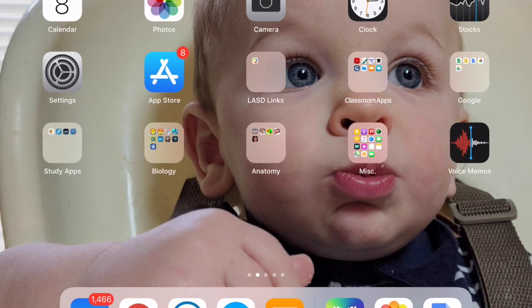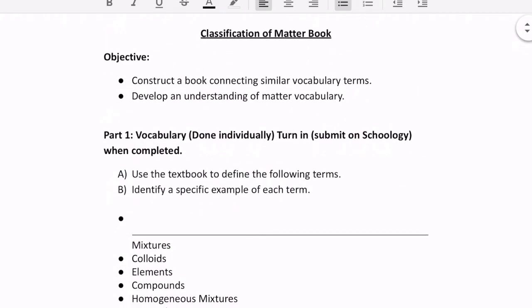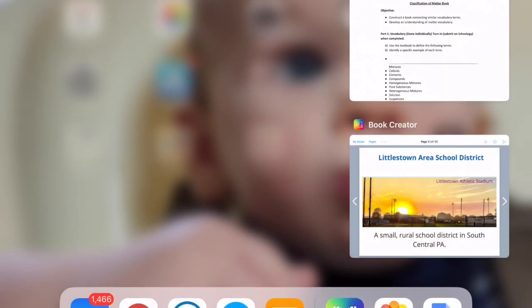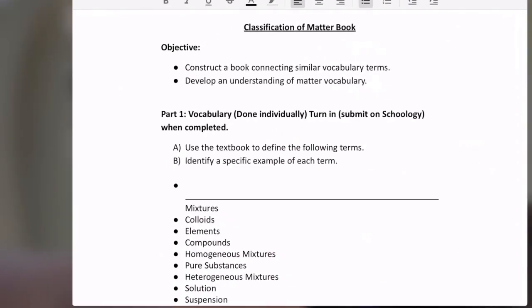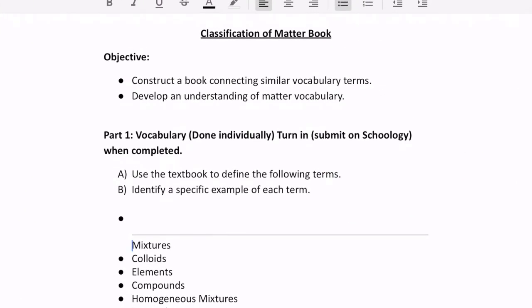I'm going to show you what we are talking about with this ebook project for classification of matter. You should have gotten this paper to tell you what your objectives are and what we're actually looking for in this classification of matter book. You're going to be using Book Creator, so if you haven't already downloaded it, it's the colorful app with the scissors and the outlined book. You need to download that from your self-service. The objective is to construct a book connecting similar vocabulary terms and develop an understanding of the matter vocabulary.